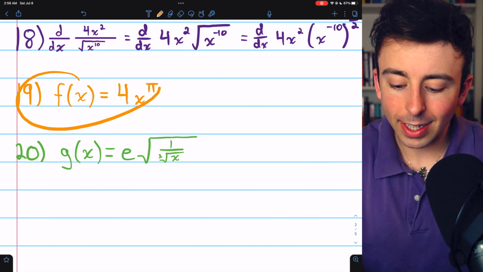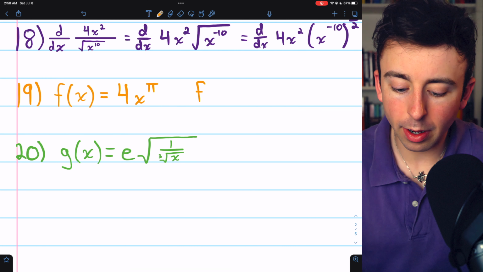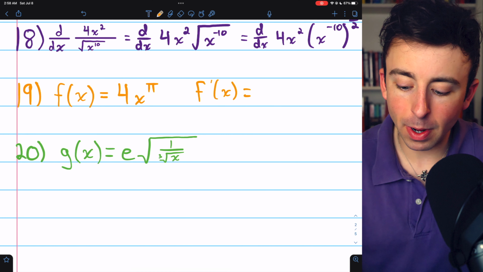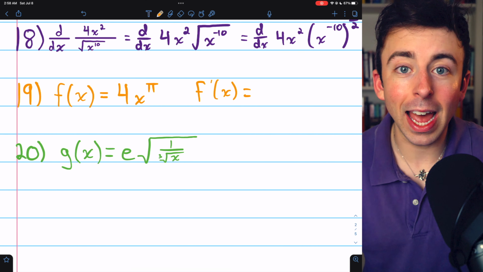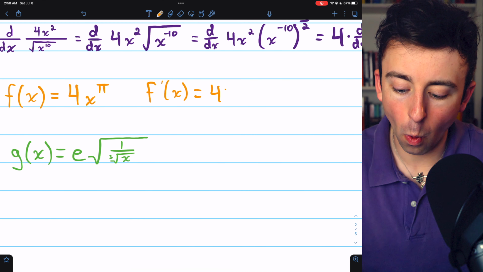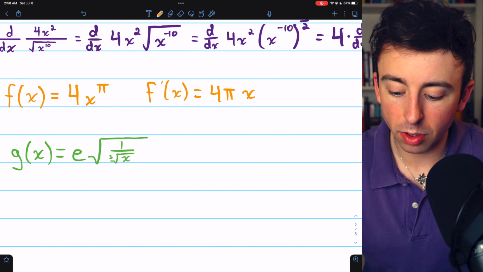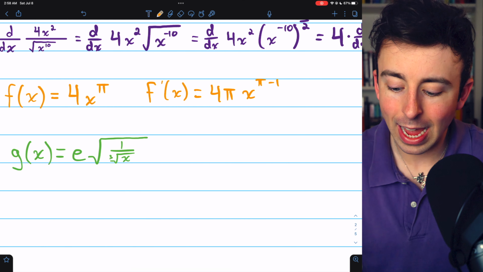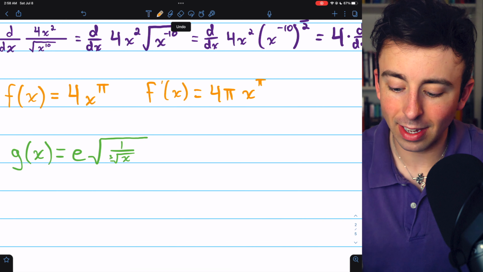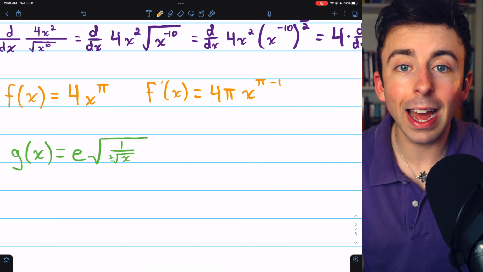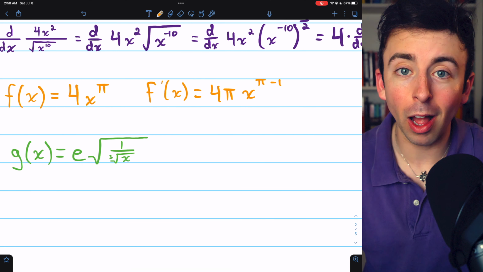All right, problem 19. This one's a little bit of a break. 4x to the power of pi. Don't be intimidated by the pi. This works the same as always. Bring the exponent out as a factor, so 4 pi, x to the power of, reduce the exponent by 1. So now the exponent is pi minus 1. And there's no way to simplify this answer, although I could write that pi a little nicer. So there we go. 4 pi x to the pi minus 1. Not a problem at all.